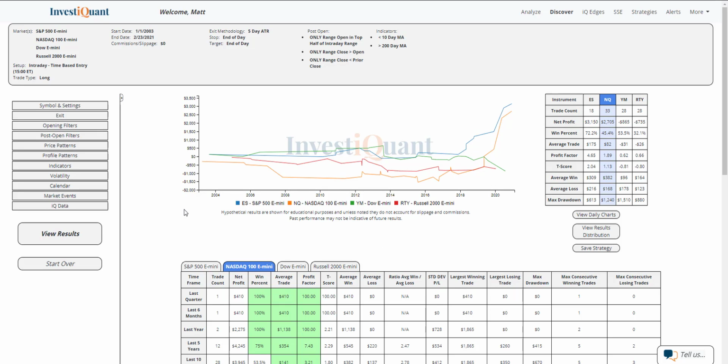So overall, it is a mixed pattern. I'm not seeing real strong numbers here across the board. For whatever reason, the S&P has been strong in recent years with this pattern, but it is a very small sample size. So keep that in mind.